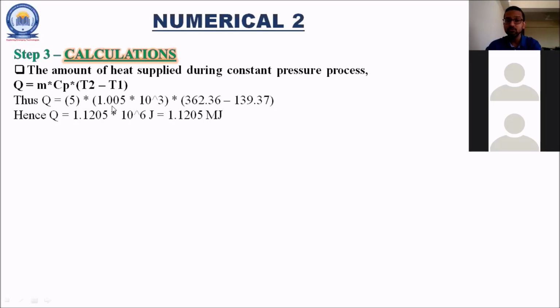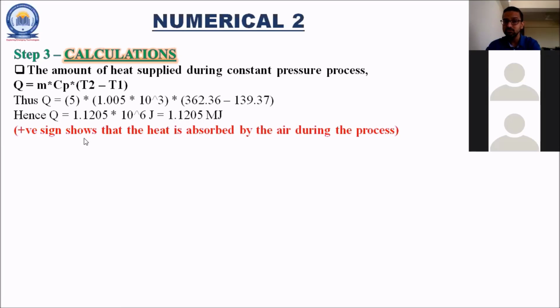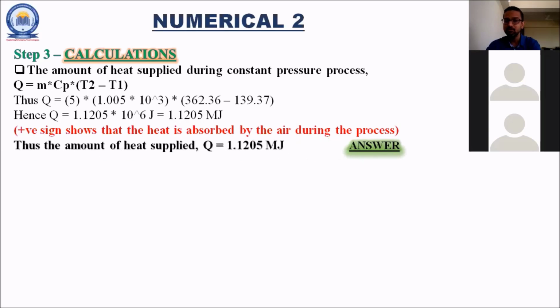So I can convert 10 raised to power 6 joule into megajoule. And since we are getting the positive value, we will be mentioning the comment. The positive sign shows that the heat is absorbed by the air during the process according to the sign convention, which I have already discussed in this lecture. So the final answer, now the amount of heat supply, that is Q is equal to 1.1205 megajoule. That is the final answer. Dear students, are you getting this answer? Have you understood how I have mentioned this statement of the comment since I am getting the positive value?